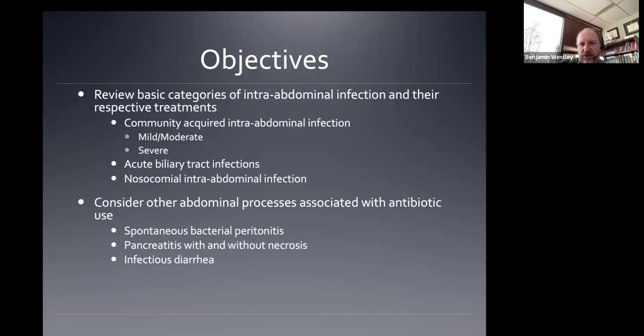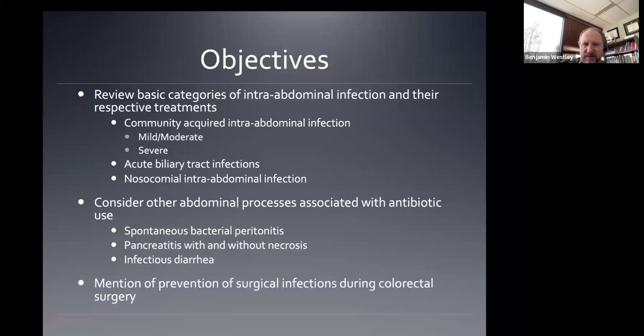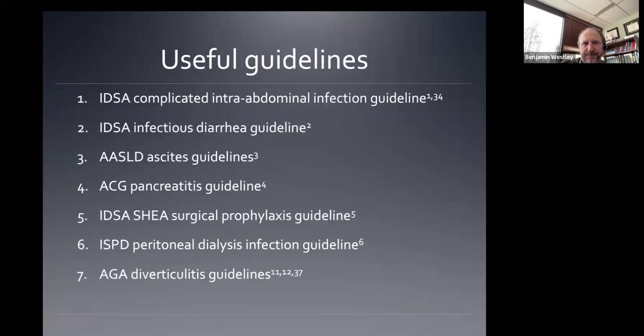Then we'll briefly touch on other abdominal processes that antibiotics get used for frequently, such as spontaneous bacterial peritonitis, pancreatitis, and also we'll talk briefly about infectious diarrhea, but not C. diff. And then we'll mention antibiotic prevention for infections, because this comes up a lot in stewardship programs, giving recommendations for how to prevent infections, just routine perioperative stuff.